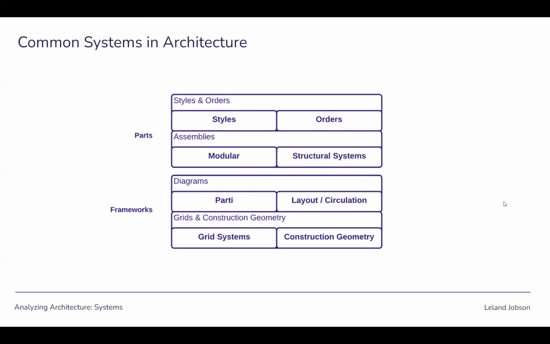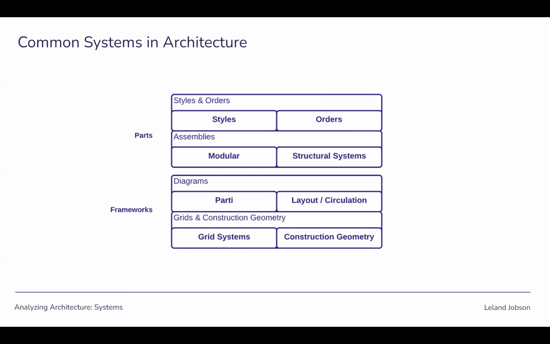So this is the way I break down systems. I look at them in terms of parts and frameworks, as we discussed, but within those 4 categories. So parts, you have styles and orders, assemblies, diagrams and grids and construction geometry for frameworks. Within each of those, you have two.